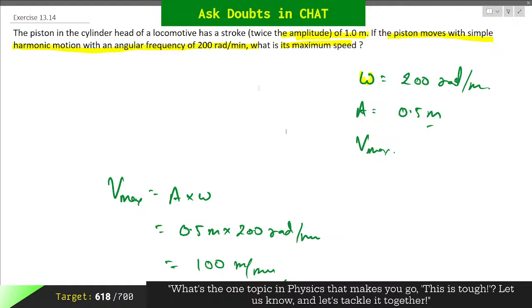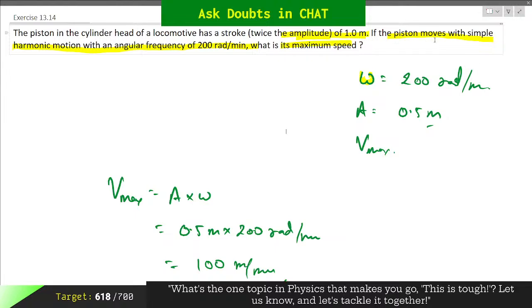The piston in the cylinder head of a locomotive has a stroke of 1 meter. If the piston moves with simple harmonic motion with an angular frequency of 200 radians per second, what is the maximum speed? Here the angular frequency, omega, is given as 200 radians per minute, and the stroke of 1 meter is twice the amplitude. So the amplitude would be equal to 0.5 meter.